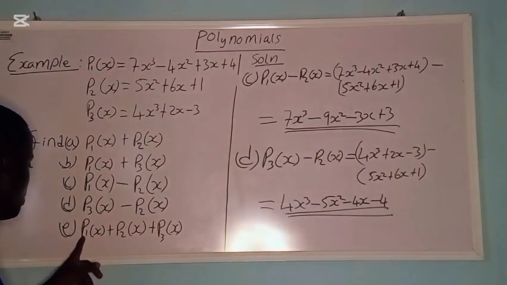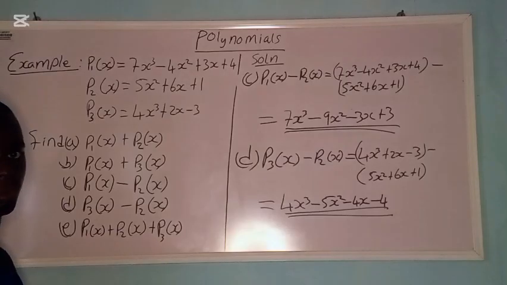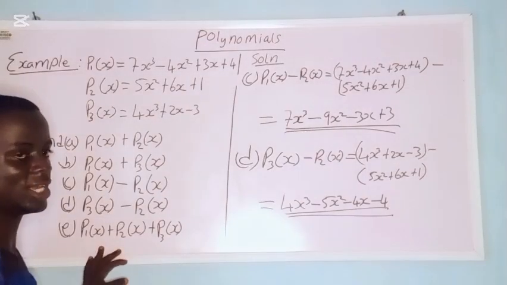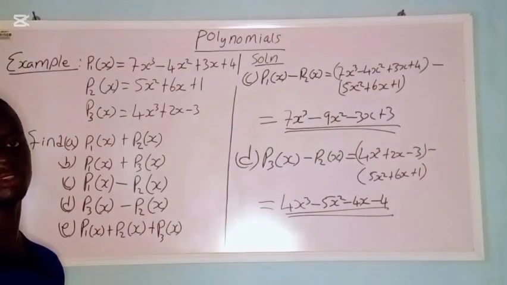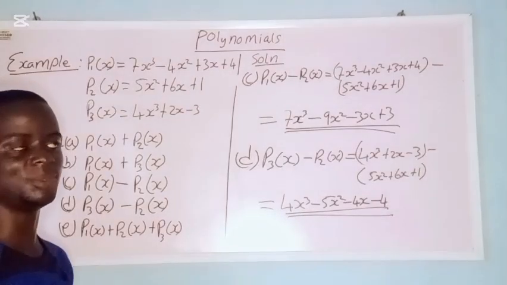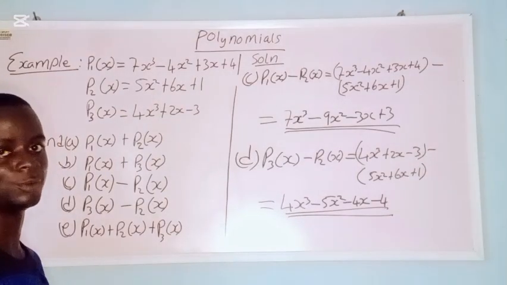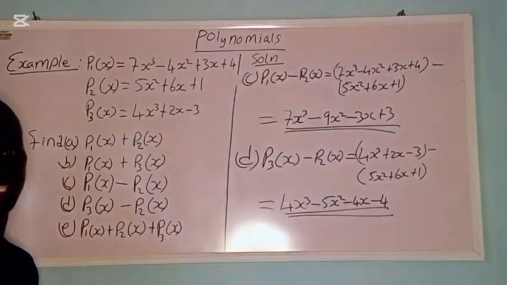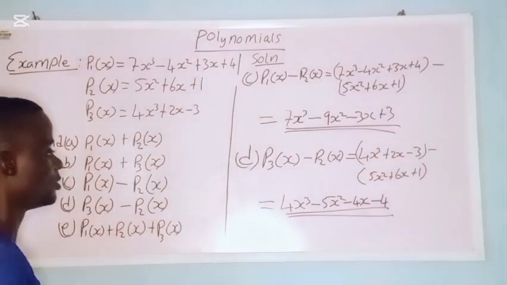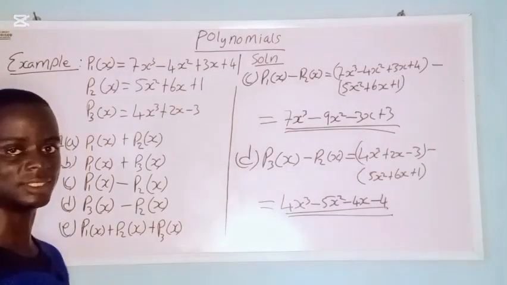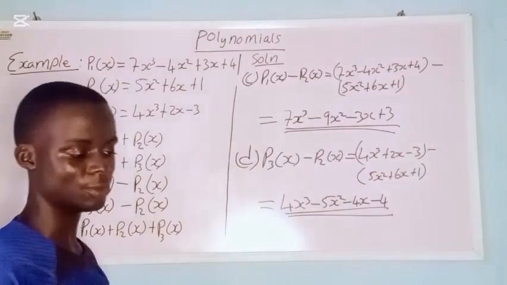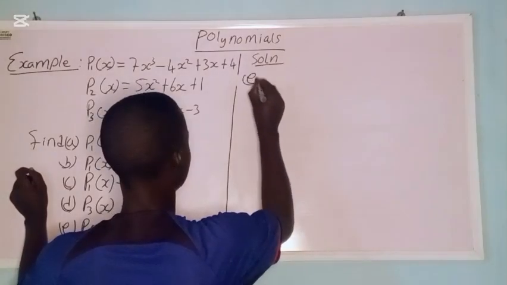Go to number E, which is what? It says we should add P1, P2 and P3. We'll add them together, and when we do this one, I'll try to say, okay, let us make x be maybe 1 or 2 or 0, so that we can see how the answer will be. But this one I'm just teaching you how to add and subtract polynomials. Now let's go to E.